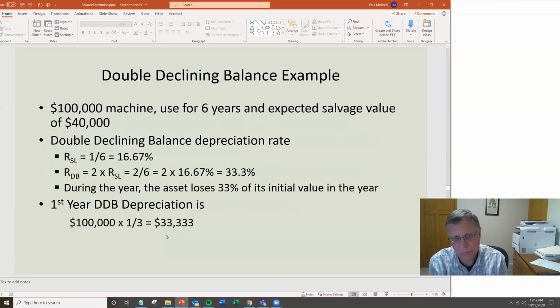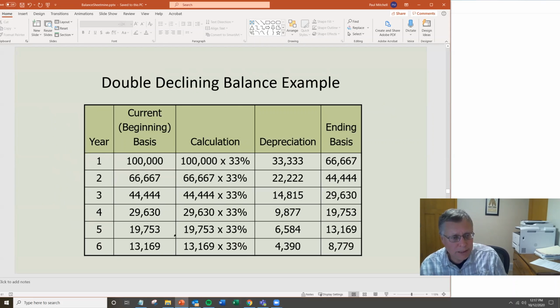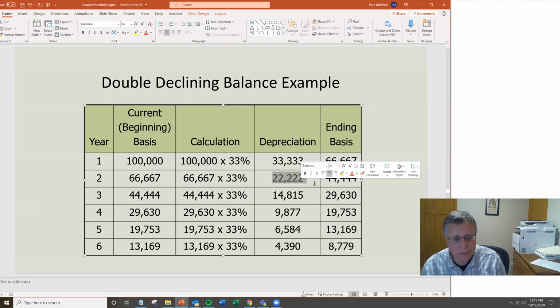So the first year, what is it? You bought it for $100,000. That's its current value. Take it times 1/3 or 33.3%. You're going to get $33,333. That's your double declining balance depreciation. So your ending basis is $66,667. That becomes the beginning basis for the next year. You take the 33% times that number, and now you get $22,222.